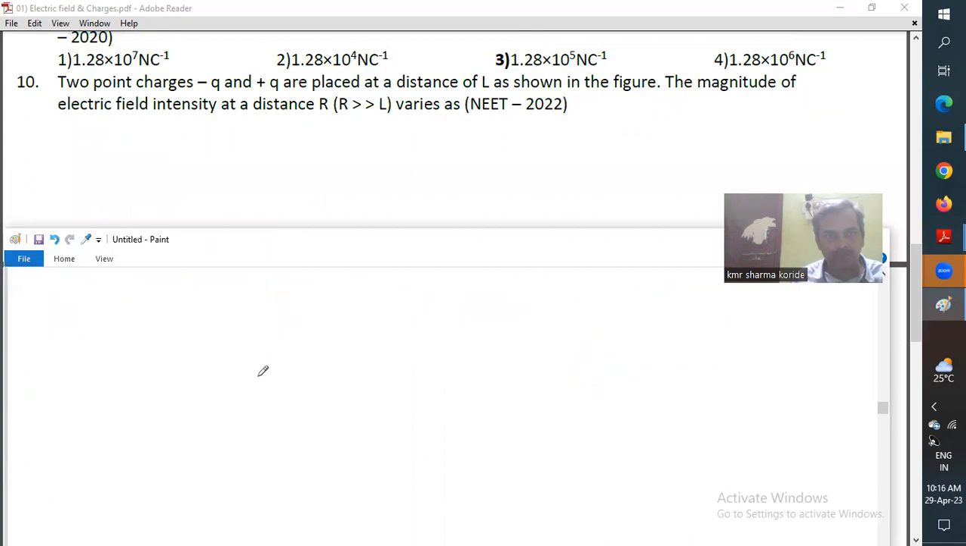Two charges is given in 22. Two point charges, minus q here, plus q here, are placed at a distance L.